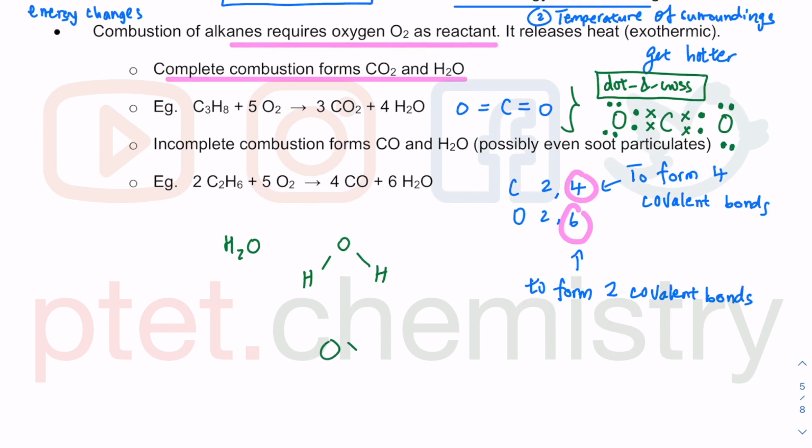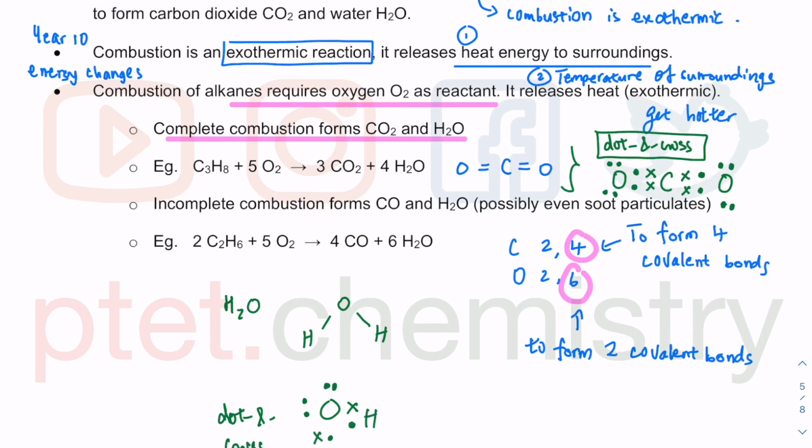We also know that oxygen forms a single covalent bond to the hydrogen, a single line there, and a single covalent bond to the other hydrogen, another single line there. Oxygen has 6 electrons in the outer shell. If I use 1 and 2, I'm still left with 4 more electrons on each oxygen. This is the correct dot and cross diagram for water, H2O.